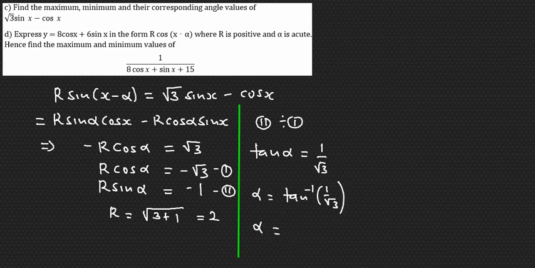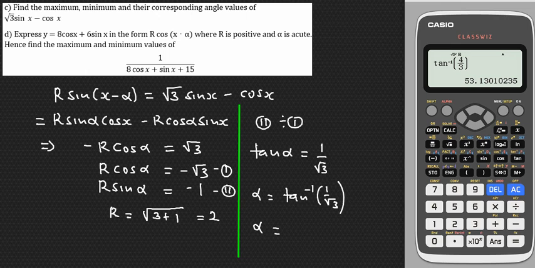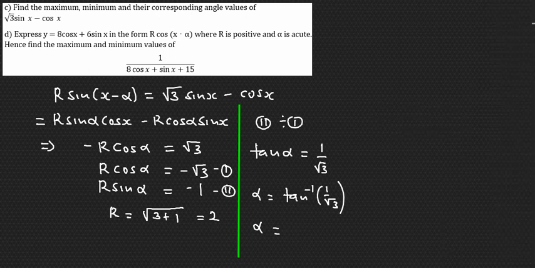So our alpha will be the tan inverse of 1 over root 3, which is 30 degrees. From here we need to find the maximum and the minimum values. Let us first write our expression in this form.